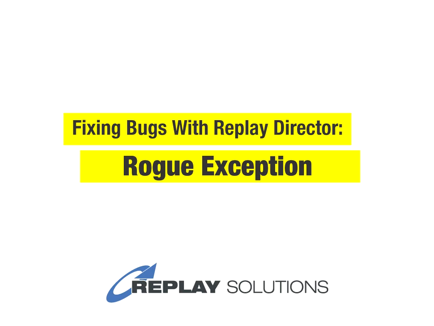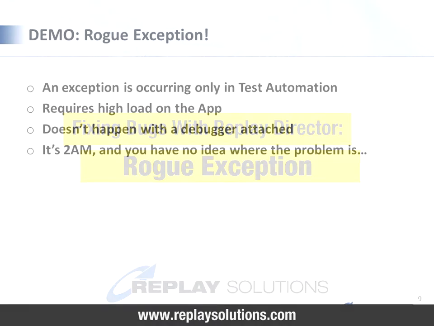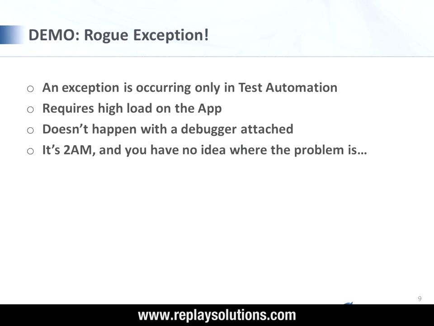Here's an example. We're going to walk through this typical problem. You've got an exception. Something is going wrong in your application, but it's only happening in test automation. It's only happening under high load, and it doesn't happen when you attach the debugger. I don't know how many times I've experienced this in my career.